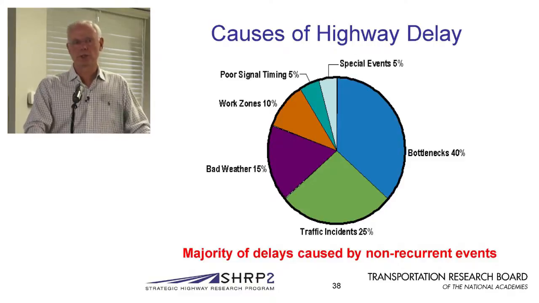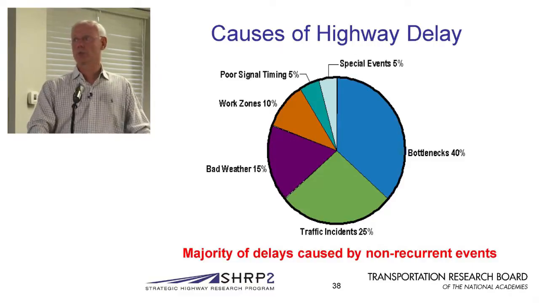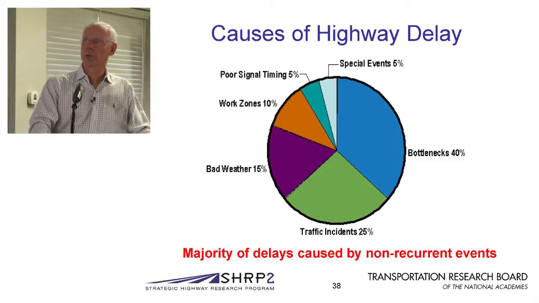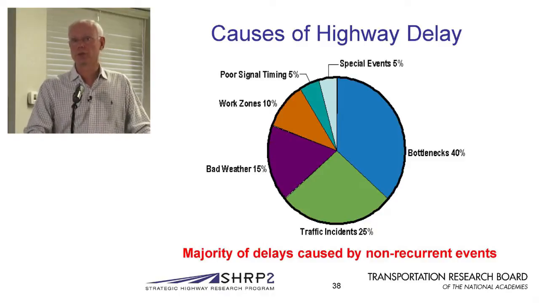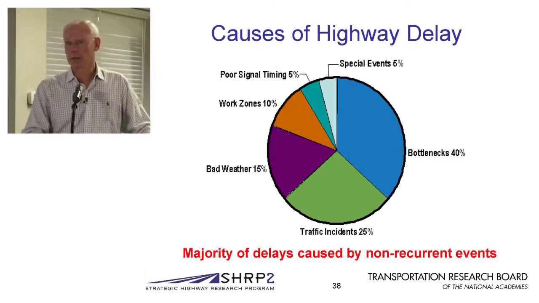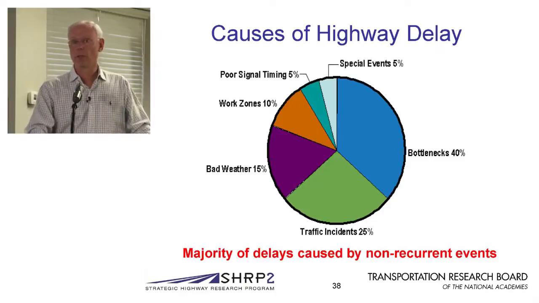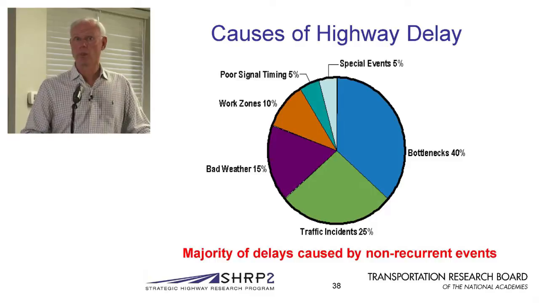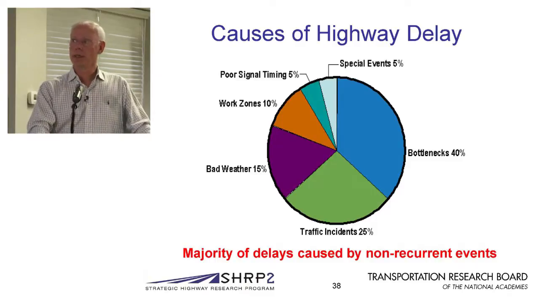You see the poor signal timing, which is presumably out there all the time. Those are the things that comprise predictable delay. But the traffic incidents, the bad weather, the work zones, the special events are things that aren't out there all the time. They happen frequently, but they don't necessarily happen all the time. And they actually add up to more than the delays that are out there all the time, the recurring delays.